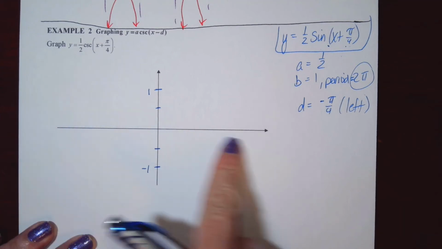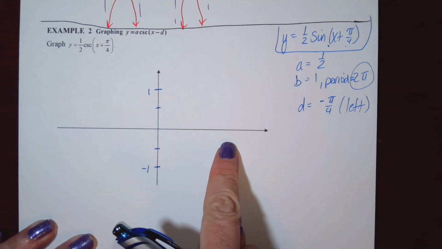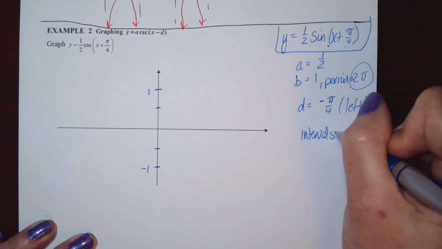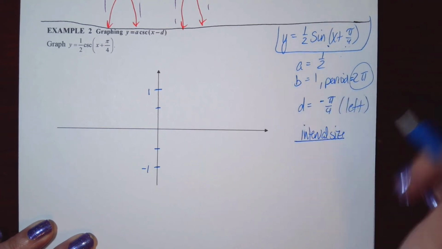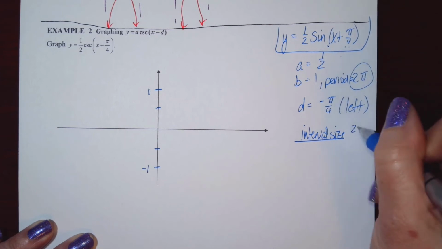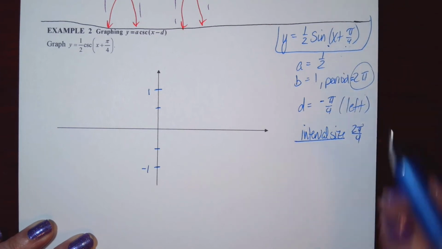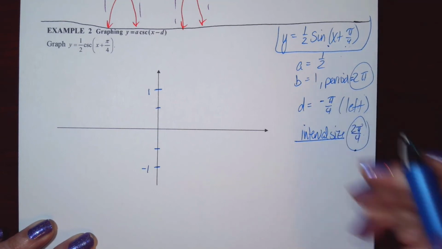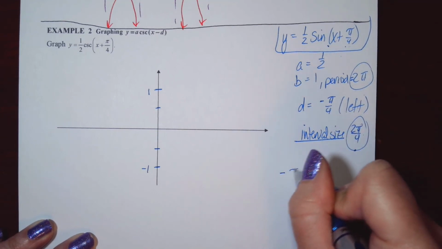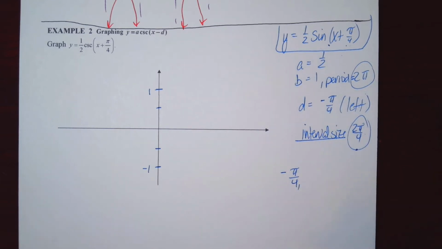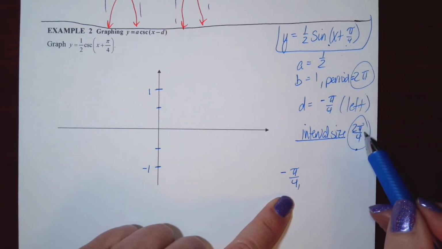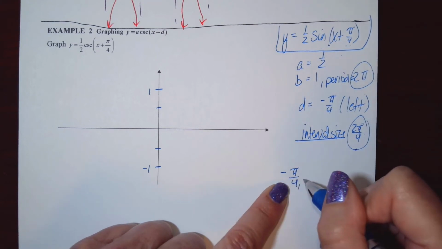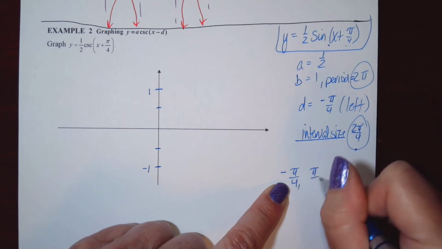Before we start putting down our x-axis, let's think about our interval size and our 5 points. So our interval size is going to be 2 pi divided by 4, and I'm going to leave it just like that. I'm not going to simplify it because my first point on my period is going to be at negative pi/4. I need to add 2 pi/4 to that. My denominator is the same. Negative 1 plus 2 gets me to positive 1.